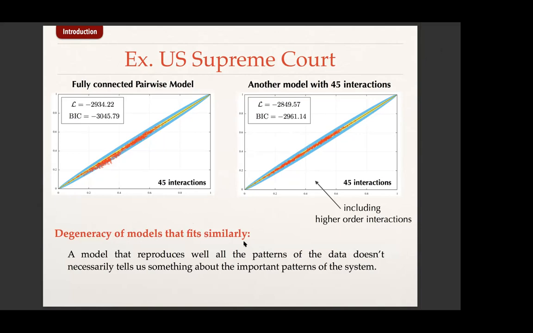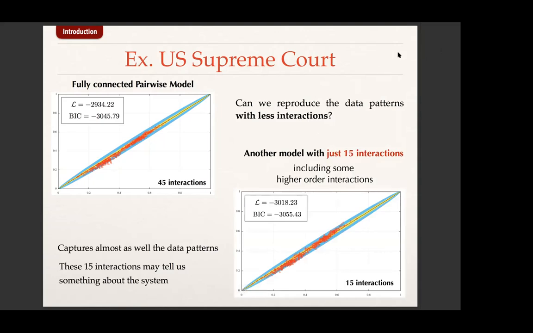So the fact that we're able to fit well doesn't necessarily mean that we found something interesting about the structure of the system. It just means that we found a model that is capable of reproducing the statistics of the data. But it will not tell us what is really important about the system. Okay, but for this US Supreme Court data, you can also find a 15 interaction model that also captures the data quite well. So this one has only 15 interactions. And if you're capable of doing this, then you will start to think that maybe those 15 interactions capture something more interesting than the 45 interactions I had earlier.